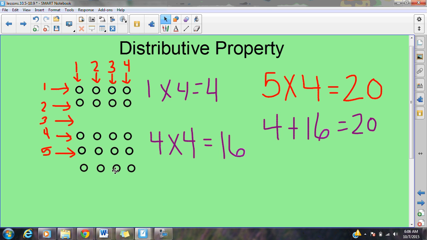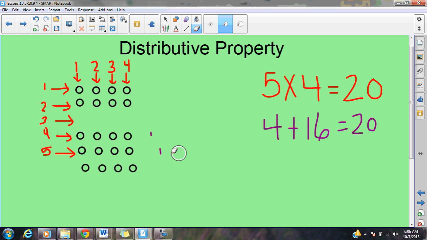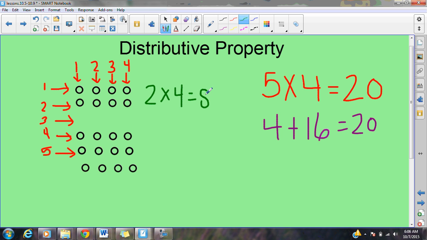I could move this group. Therefore, I would have, and I'm going to erase what I've already done, I could do it that way. And if I erase this group, you can see that I have 2 rows and 4 columns. So I could have 2 times 4, which equals 8 total. Or I could have 3 times 4, which equals 12.